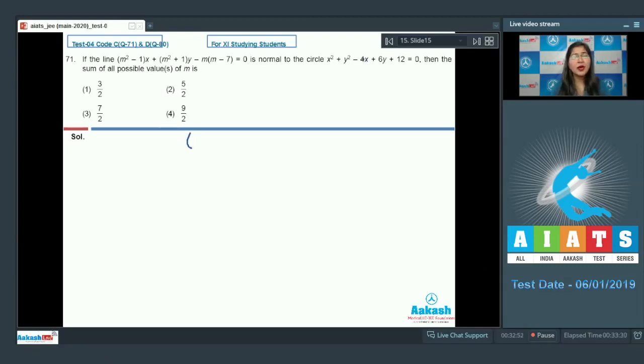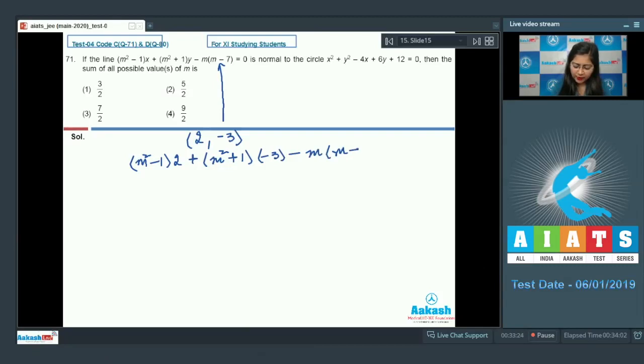dividing the coefficient of x by −2 and the coefficient of y by −2, we will get (2, −3) as the center of the circle. So this point will satisfy this line. So we can say that (m² − 1) into 2 plus (m² + 1) into y, that is −3, minus m(m − 7) is equal to 0.